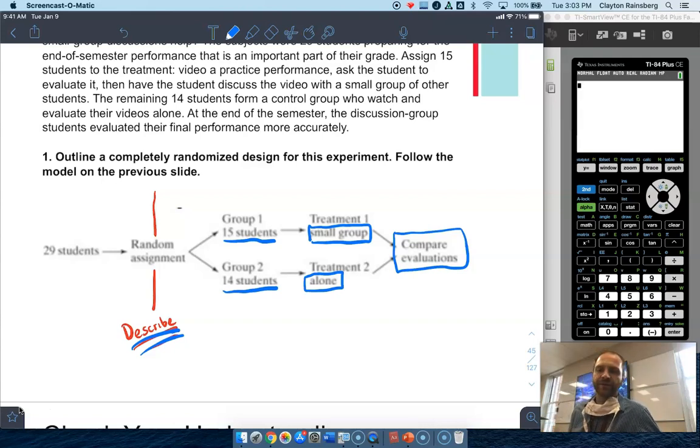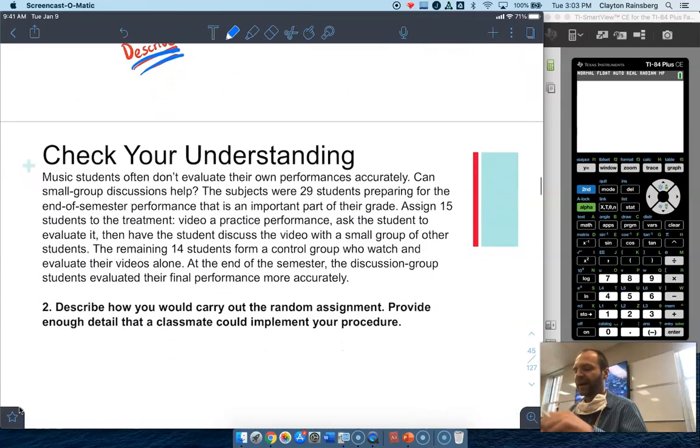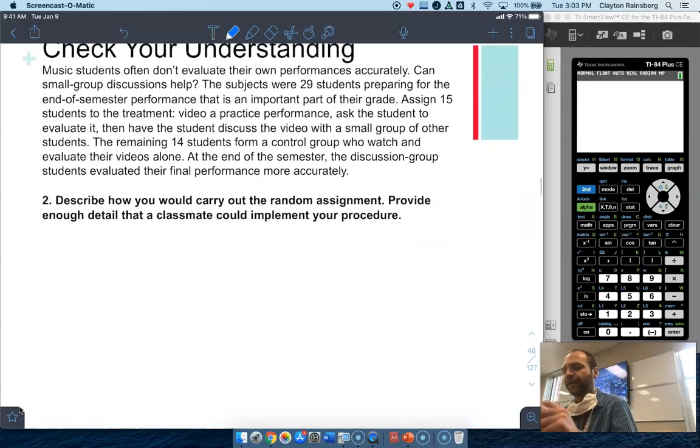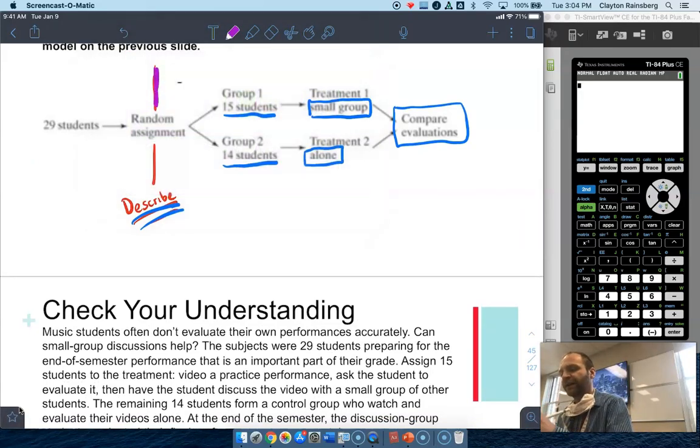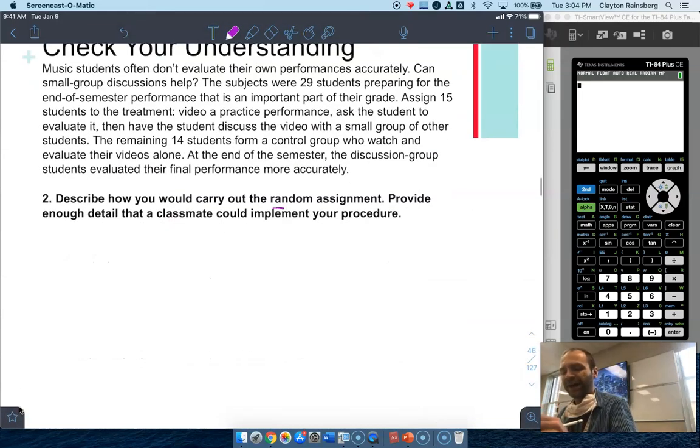That's a diagram. We're still going to describe. And what happens is the describing can take up a lot more. We're going to try and save anything we didn't quite address in the diagram in the writing. So when we're asked to describe how you would carry out the randomization, which is a really good thing because that we already know how to do from 4.1, and I've already described that in this.